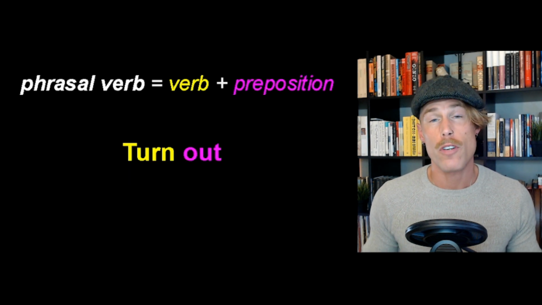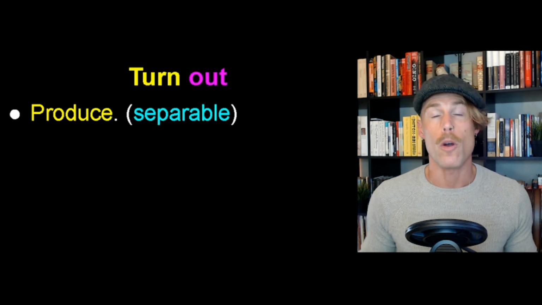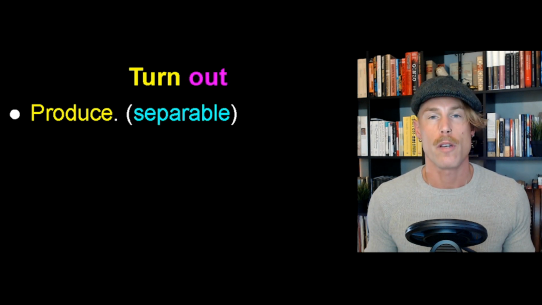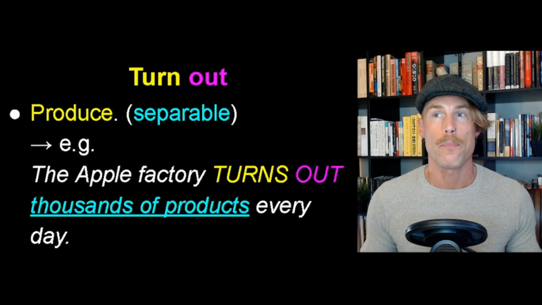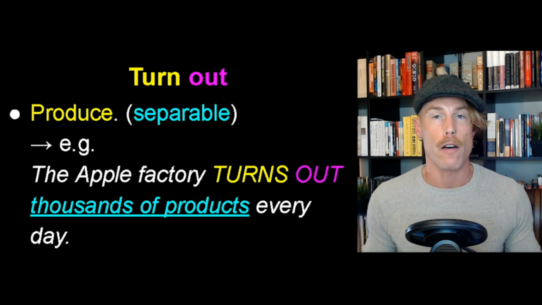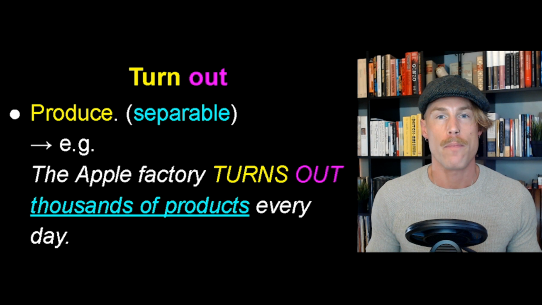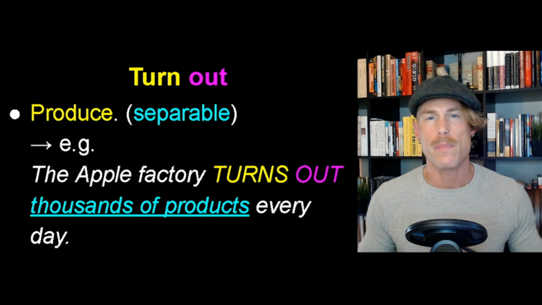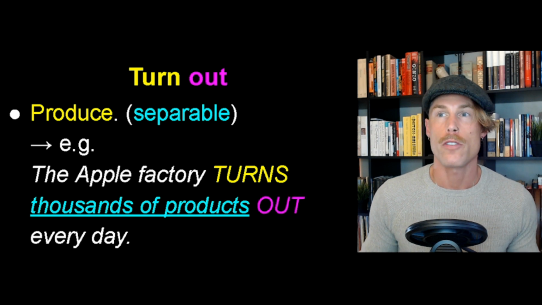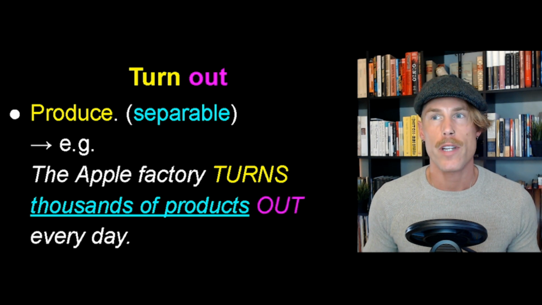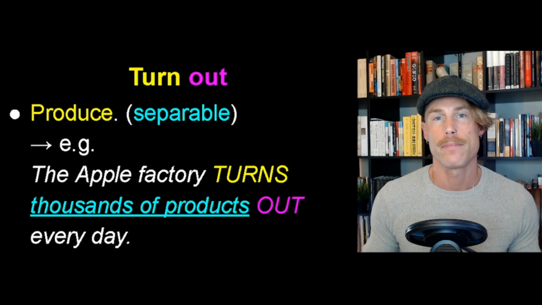Okay, turn out. Turn out means produce something, make something. For example, the Apple factory turns out thousands of products every day. Thousands of computers, cell phones, right? And this is separable. So I can say the Apple factory turns thousands of products out every day. They produce thousands of products.